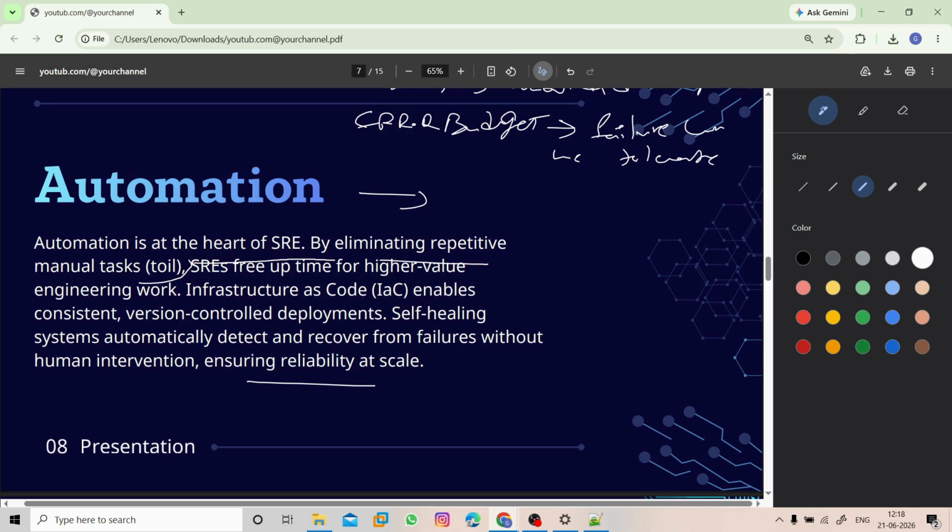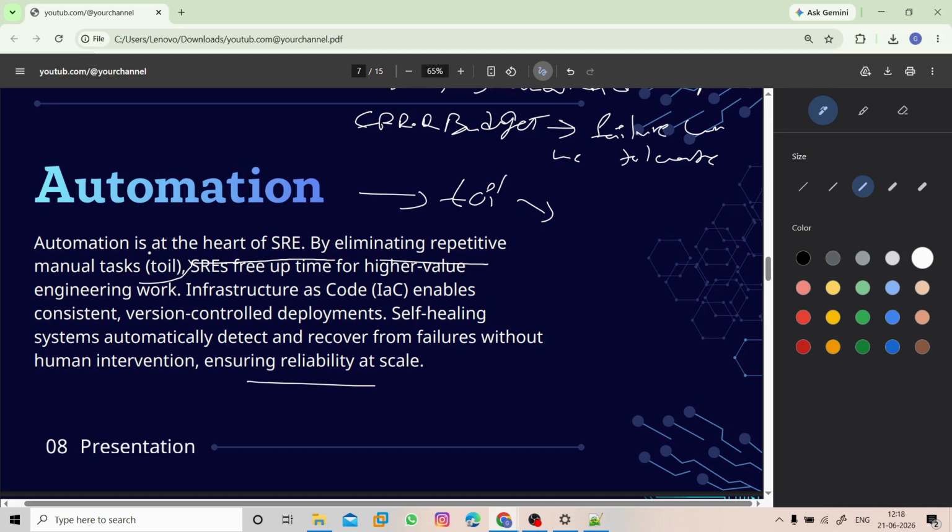One term you will hear frequently in SRE is toil. Toil means repetitive and manual automatable work.